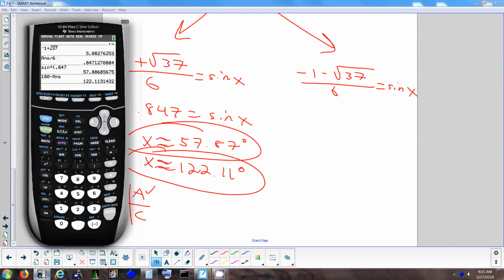Now let's do the right part. Negative 1 minus the square root of 37 divided by 6. Okay, I already see a problem here. So I'm going to write that down and then see if anyone can tell me what's going on. Negative 1.180.